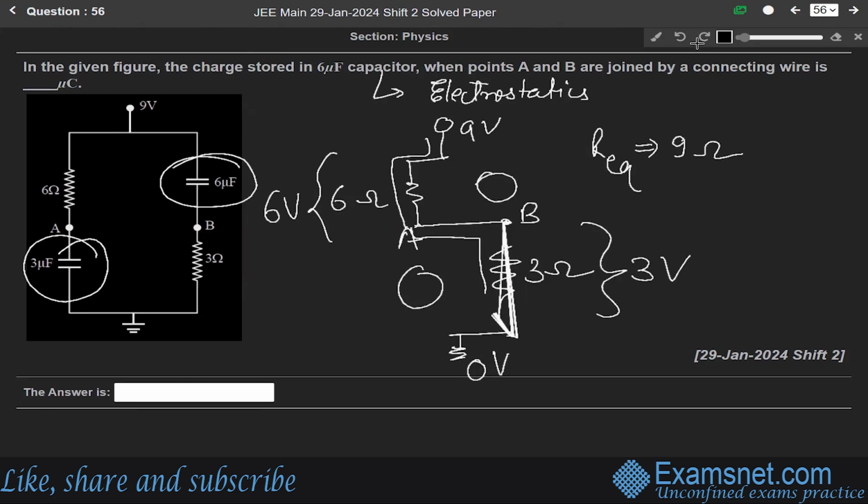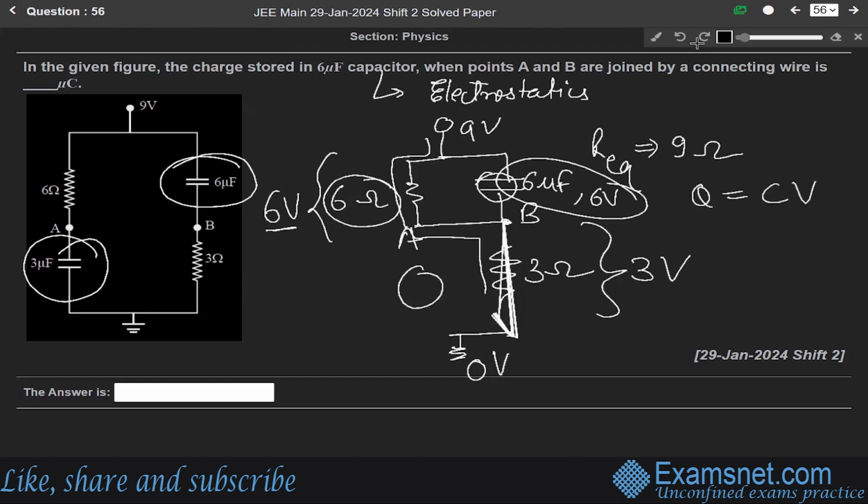Okay, if across the 6 ohm resistor the voltage is 6 volt, then across this 6 microfarad capacitor also the voltage will be 6 volt. Okay, so applying the charge formula, Q equals C into V, where C is 6 microfarad, means 6 into 10 to the power minus 6, and voltage is 6. So 6 into 6, 36 microcoulomb. So our answer is 36 microcoulomb.